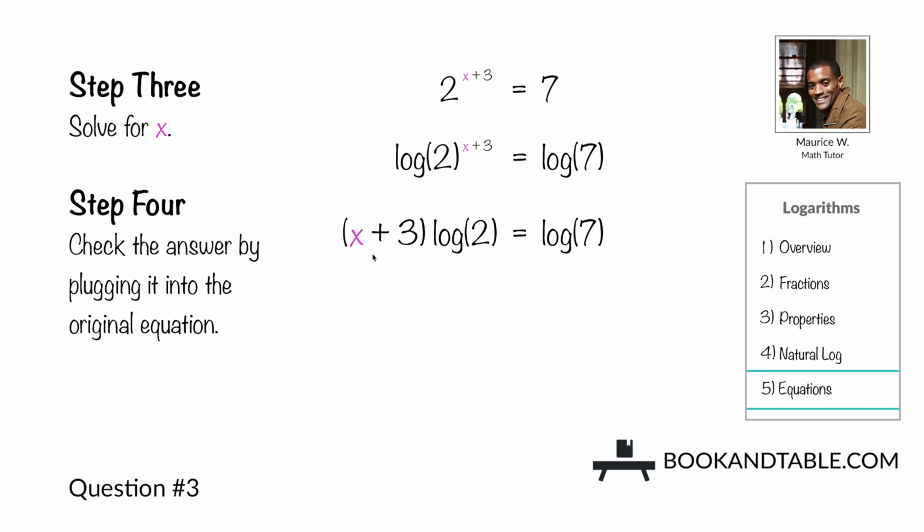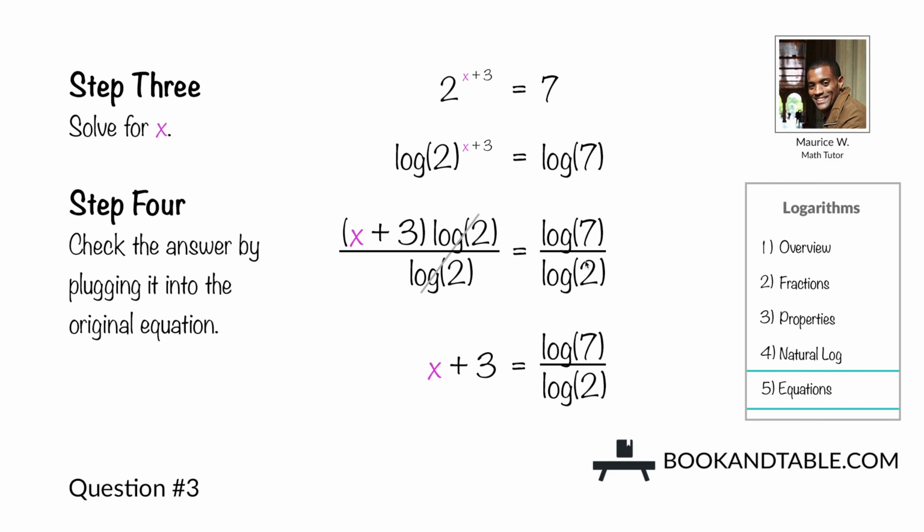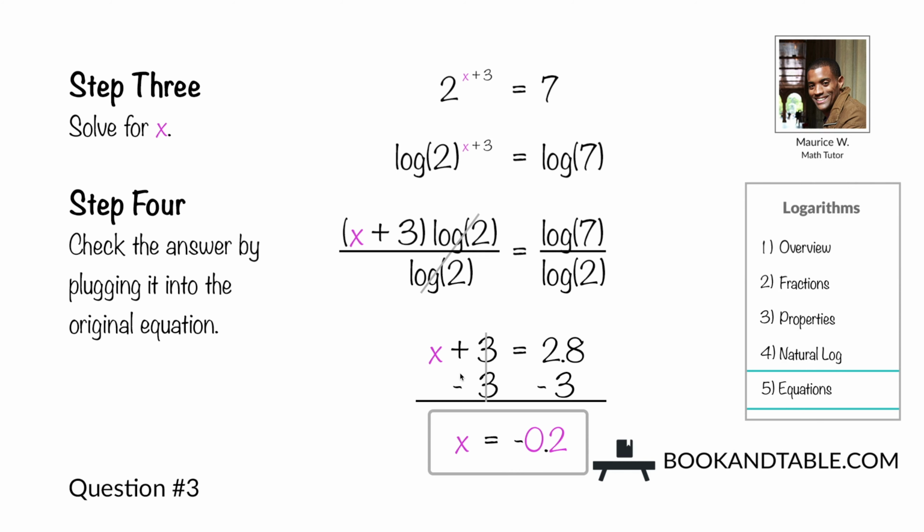And now we can solve for x. So we'll begin by dividing both sides by the log of 2, showing us that x plus 3 is equal to the log of 7 divided by the log of 2. And the log of 7 divided by the log of 2 is equal to 2.8. And now we can subtract 3 from both sides, showing us that x is equal to 2.8 minus 3, which is negative 0.2.